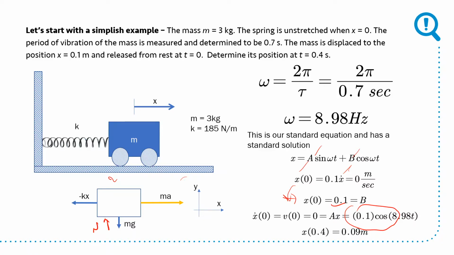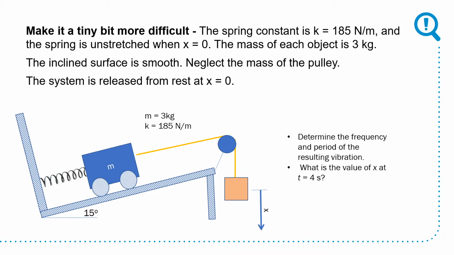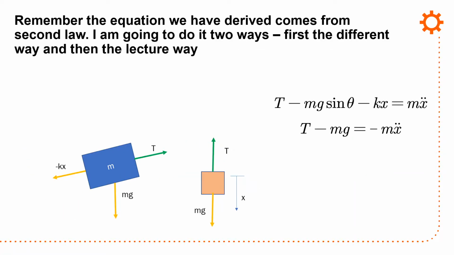Okay. That's something you've done already, and you've seen all of these terms in various forms. What happens if I put this at a small angle? I keep the spring constant the same, 185 newtons per meter, but now I've got two objects. I've got one object over here with mass, and over here I have a second object which also has the same mass of 3 kilograms. The inclined surface is smooth. Neglect the mass of the pulley. The system is released from rest at x equals 0.